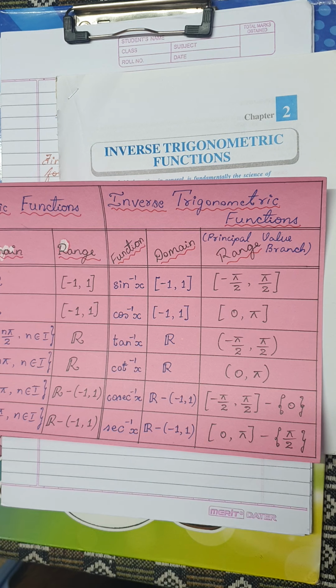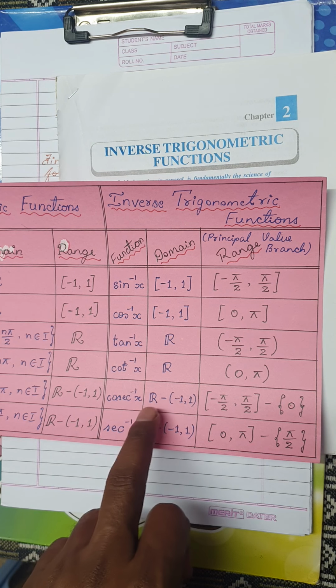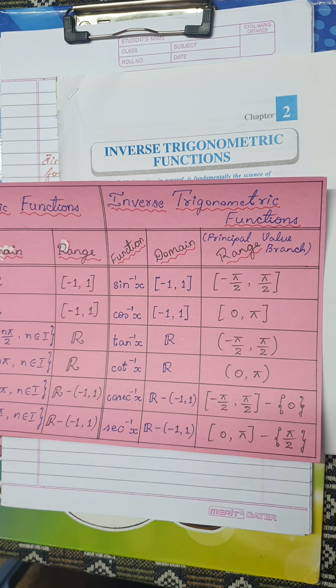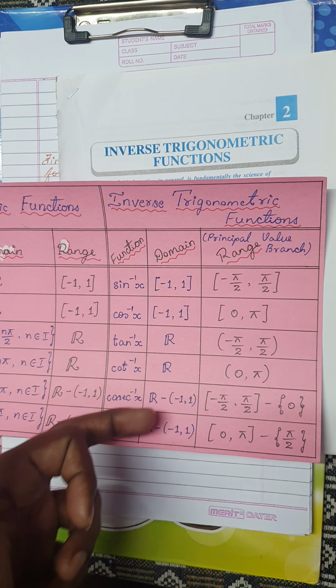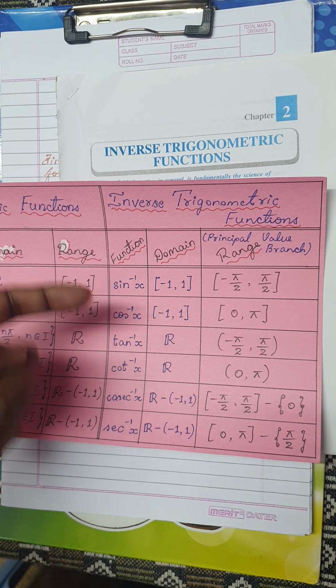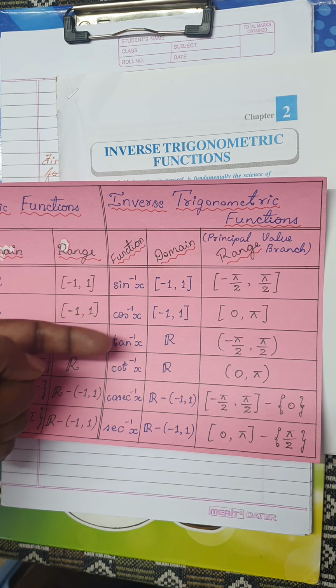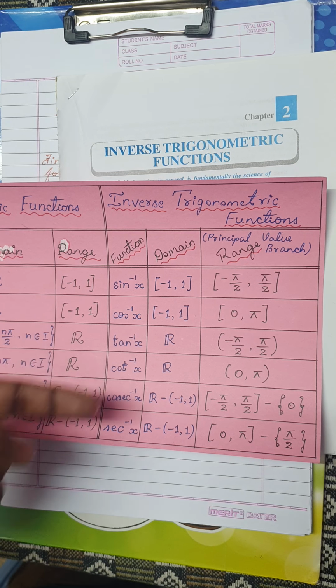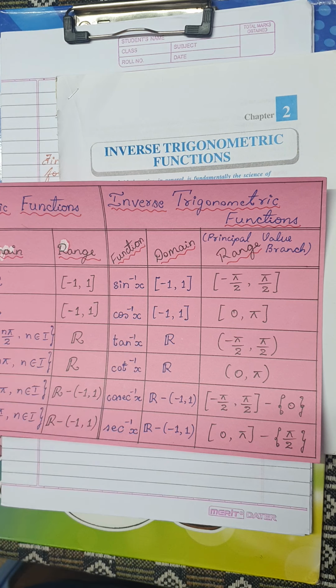Okay, that is already done in the previous classes. So the domain is the set of real numbers minus the open interval from minus 1 to plus 1. The domain is the same for both. Remember, the domain of sine inverse x and cos inverse x is the same, the domain of tan inverse and cot inverse x is the same, and the domain of cosecant inverse and secant inverse is the same.